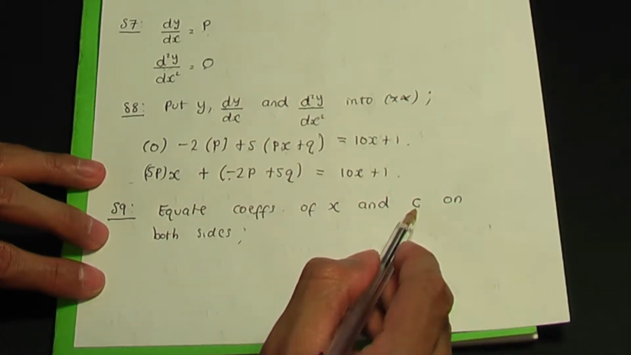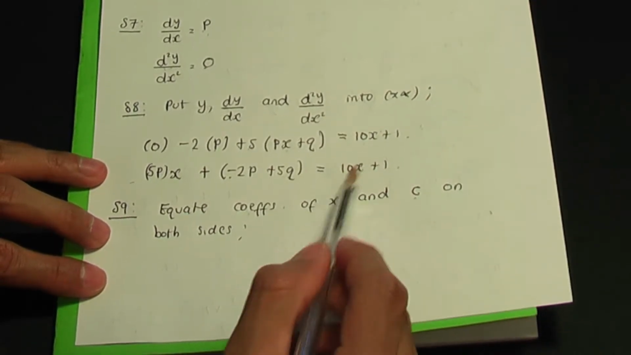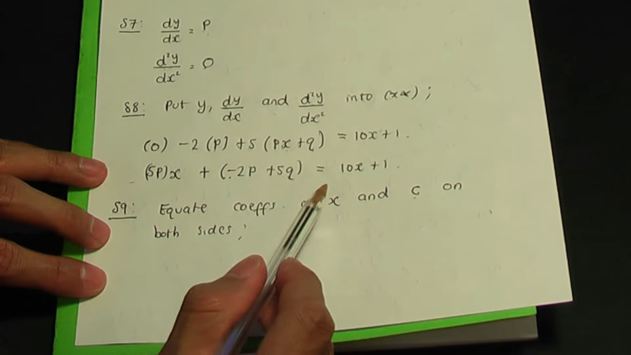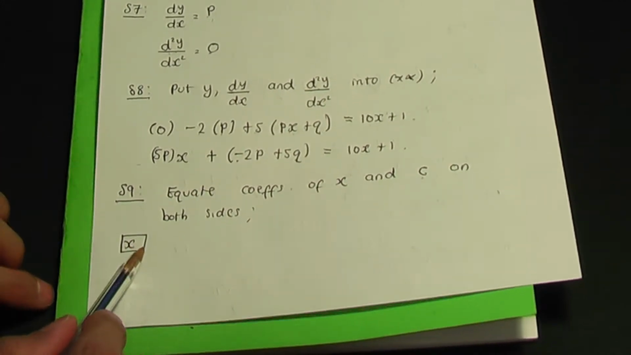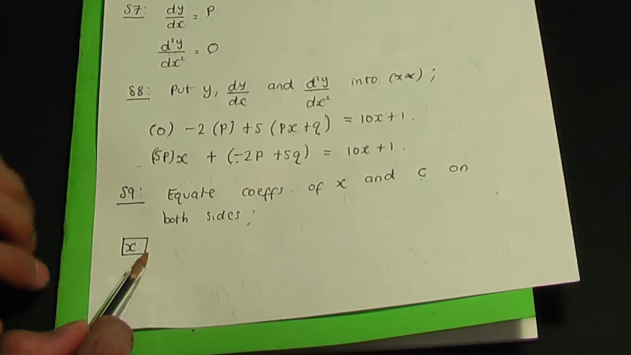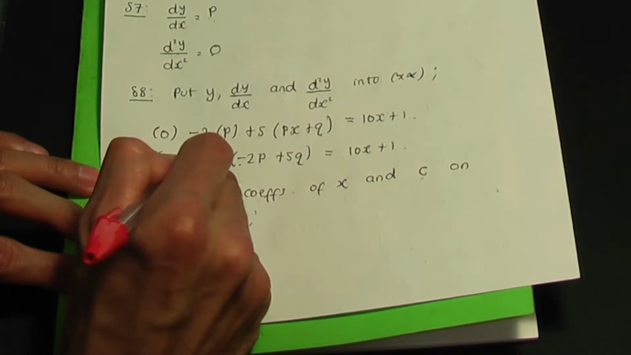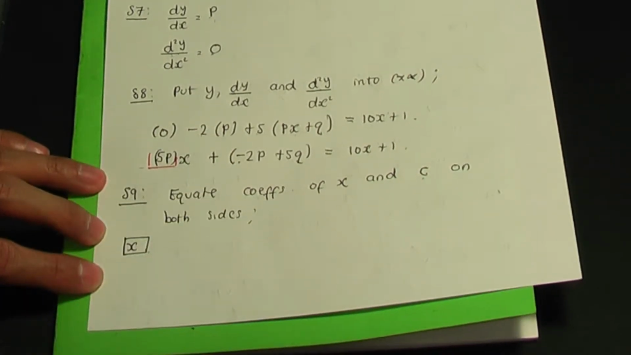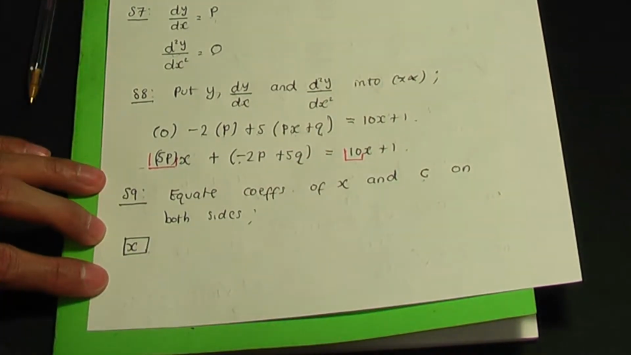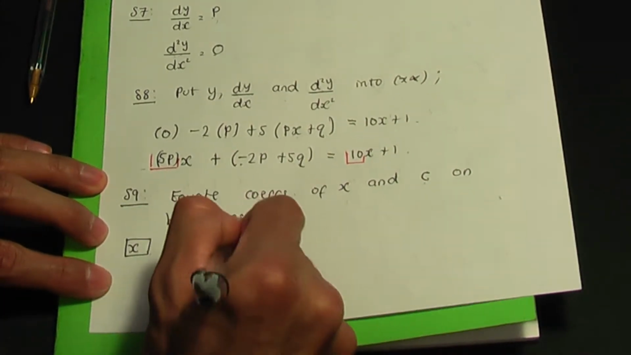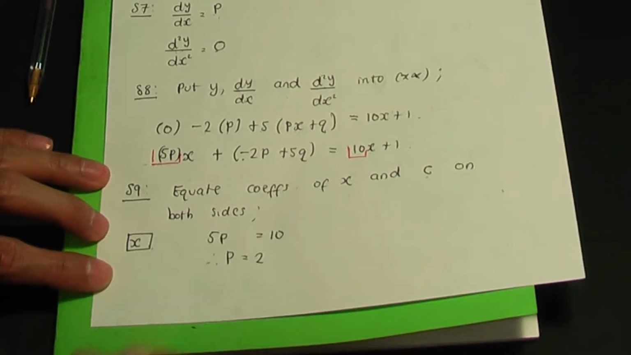So I use c to mean constants, okay? Since we have, in this case, only x terms and constants appearing on both sides. So let me first equate the coefficients of x on both sides. So if I take a red pen, the coefficient of x on the left hand side is 5p, and the coefficient of x on the right hand side is 10. So 5p is equal to 10, and straight away p is therefore 2.